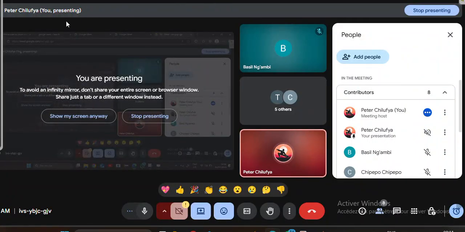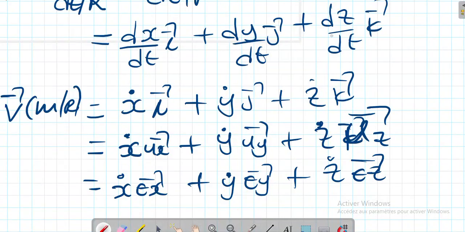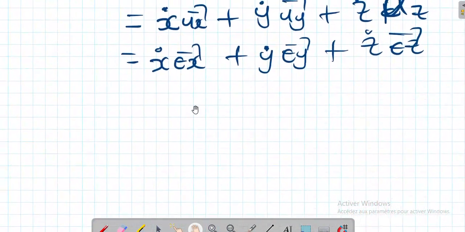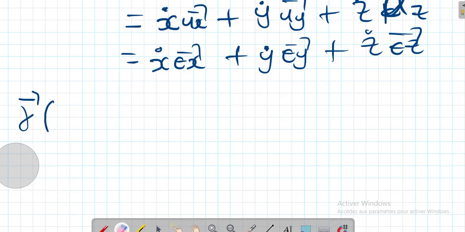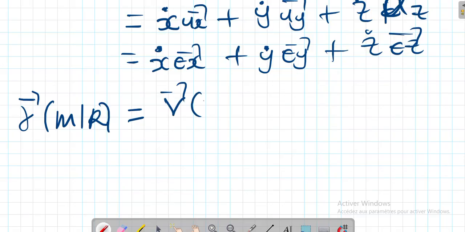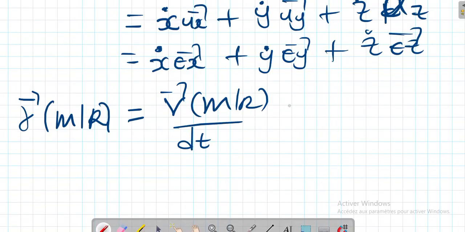So now the next question that they'll ask you is the acceleration. Okay. So acceleration, the notation, for Cornelius who has just joined us, we no longer use A for acceleration, we use gamma. The acceleration of the point M in R is equal to, you find the derivative of what you found, the velocity, with respect to time.